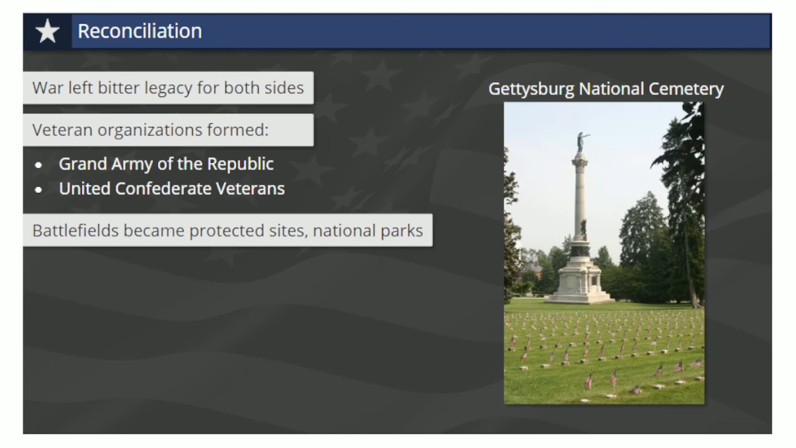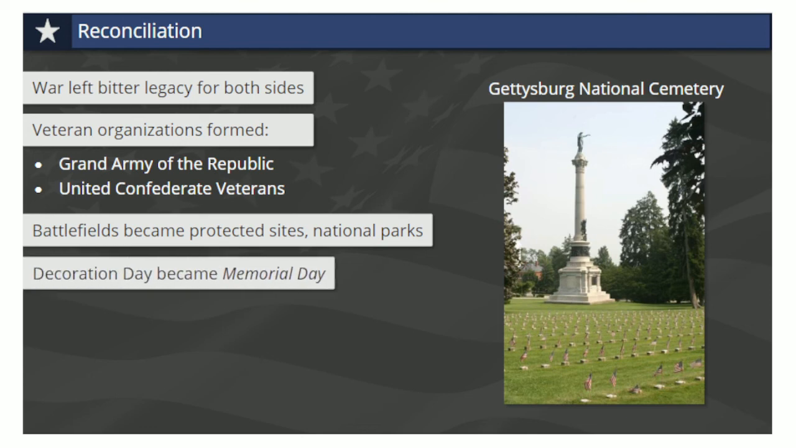Battlefields like Gettysburg became protected sites, sacred ground for all Americans. Many of them are national park sites that you can visit today. A spring holiday known as Decoration Day began in the North, when the graves of veterans were decorated with flowers. It evolved into Memorial Day, a federal holiday we still celebrate today.